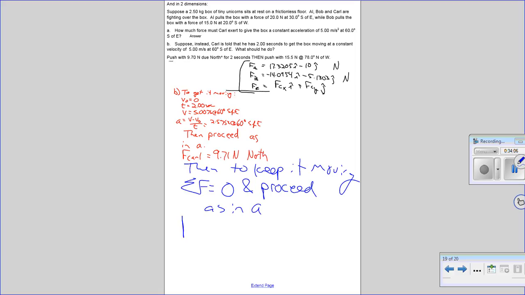And you find that now the force of Carl, Walking Dead has forever ruined that name for me, you end up getting 15.5 newtons, and it turns out to be weirdly 78.0 degrees north of west. Even though it's moving, which way is the box moving? Southeast, right? So remember, just because he's pushing in a direction doesn't mean it's moving in that direction.